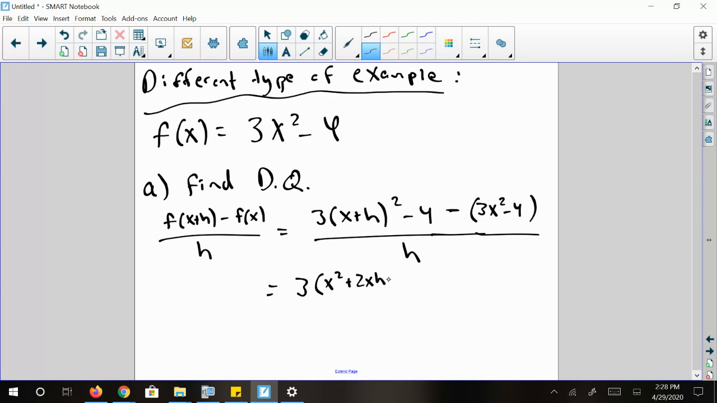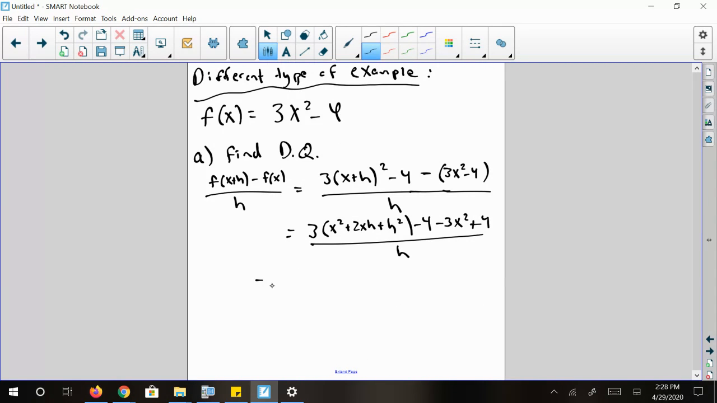Okay, and then I'm going to go ahead and distribute this 3. So this will give me 3x squared plus 6xh plus 3h squared minus 4 minus 3x squared plus 4, all divided by h. Okay, and go ahead and these 4's cancel, 3x squared and negative 3x squared cancel. And look at what we've got left on the top, 6xh and a 3h squared.